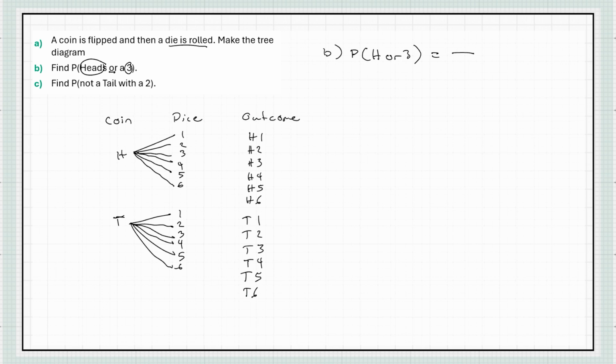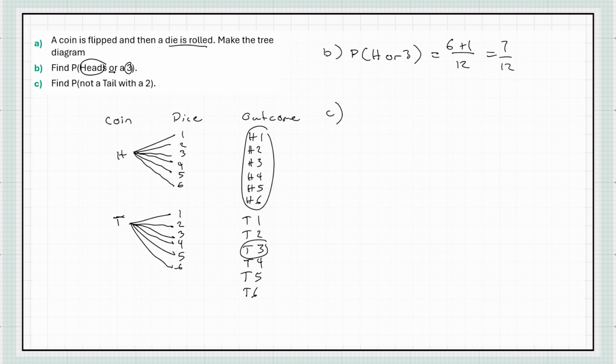So, starting out, we have our total number of outcomes is 12. But now we need to see how many of these have a heads and how many of these also have a 3. Well, every single one here has a heads, so we can add 6. And then when it comes to our other set, well, we have a T3. That's all we can do. Heads or 3 only includes everything with heads and everything with a 3, and there are no real intersections, so add the 1 on there, and it's 7 out of 12.